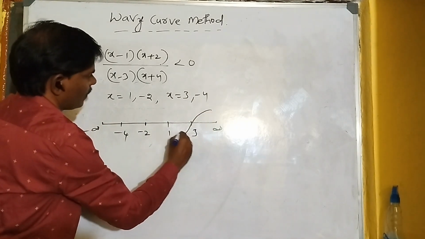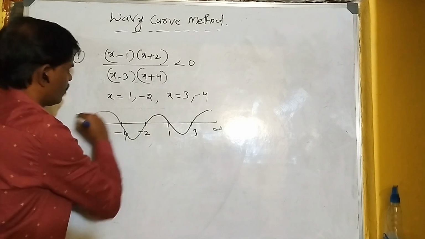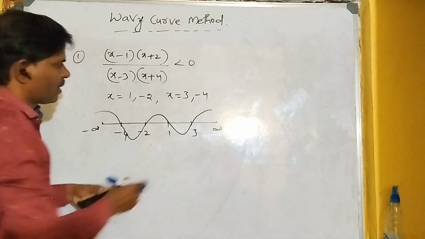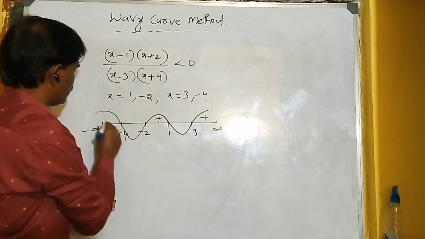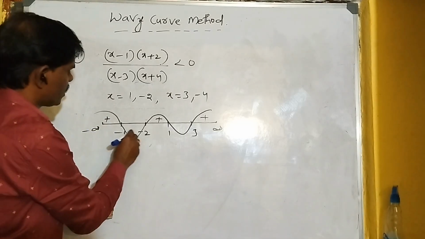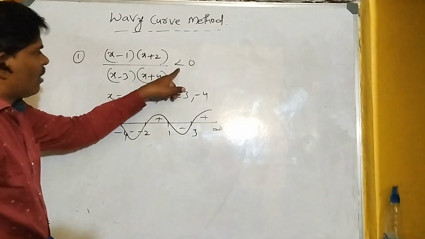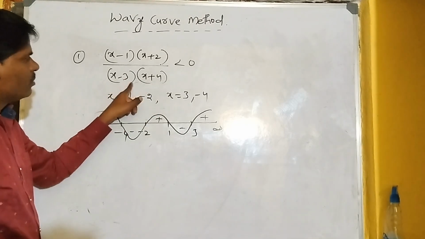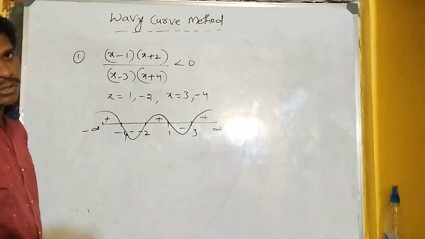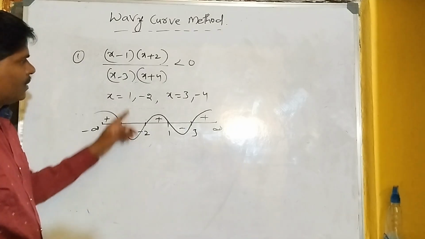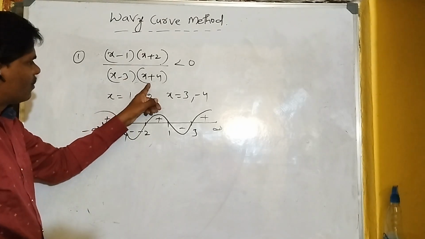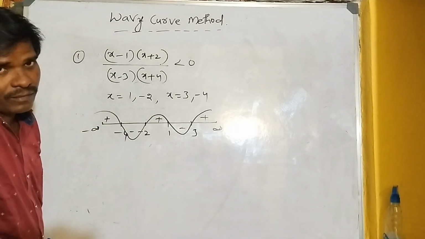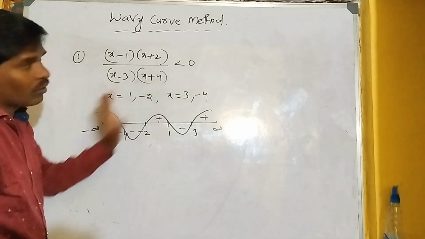Okay, draw the number line. Okay, this is the wavy curve. This is the positive, this is also positive, this is also positive. This is negative, this is also negative. What do you want? Negative value. Negative value means this is not equal to 0. Downside values are not equal to 0. Not equal to 0 means not closed interval.